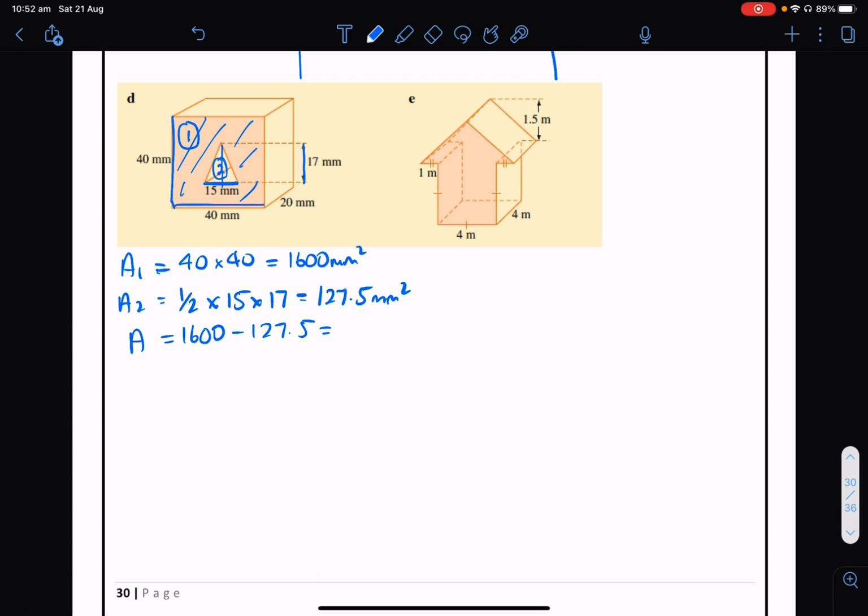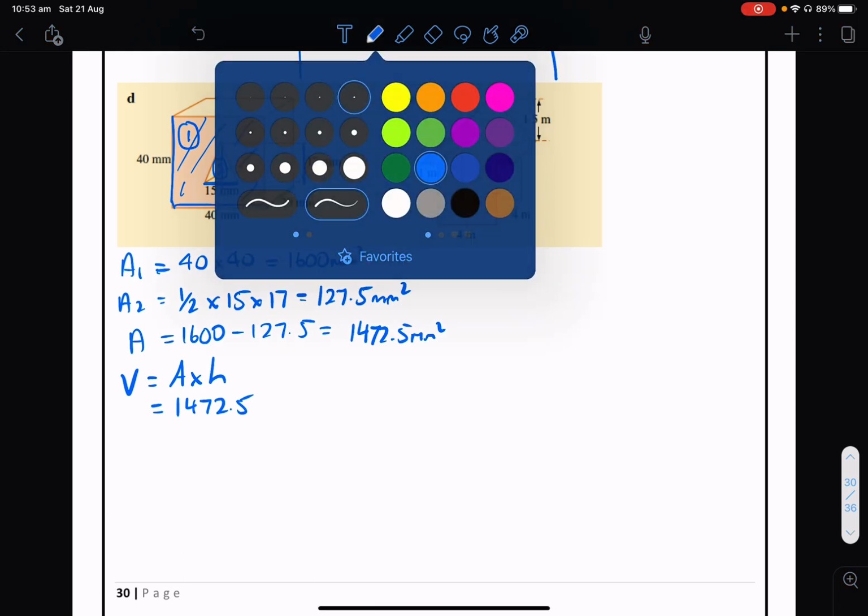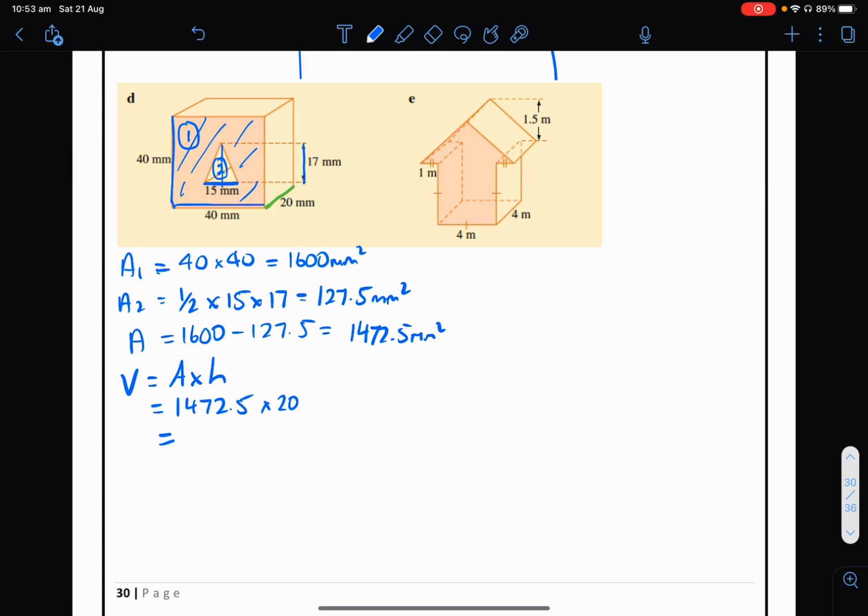So 1600 take away 127.5. So we get 1472.5 millimeters squared. So volume equals area times height. So it will be 1472.5 multiplied by, what's our depth here? So it's going to be that one there, which is 20. Okay, so multiply by 20 equals 29,450 millimeters cubed.